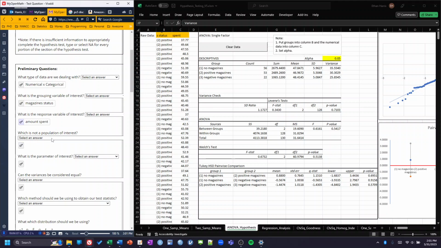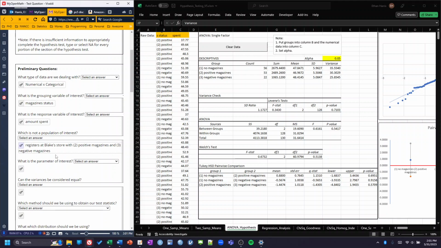Okay, let's look at what is and is not a population of interest. We have registers at Blake's store with positive magazines; we're interested in that one. Registers with no magazines, interested in that one. Registers with negative magazines. But registers with all of them? We never looked at a scenario where we had all of them at one register. We could have, and we could have done that in an ANOVA test, but we didn't for this particular one. The parameter of interest is the true mean amount spent at the registers.